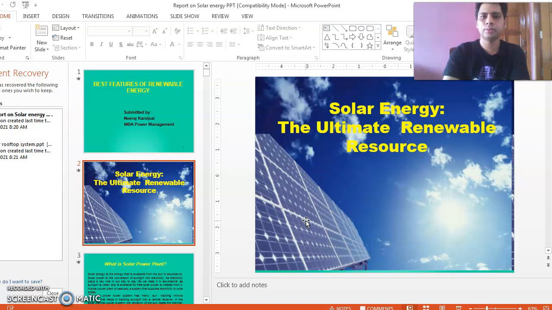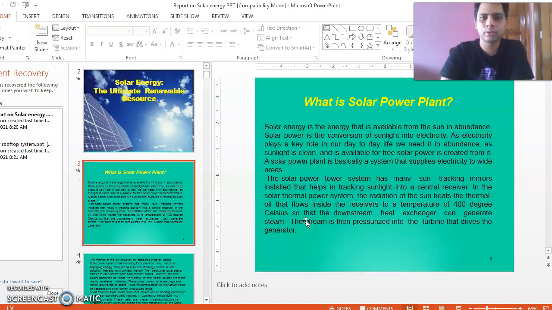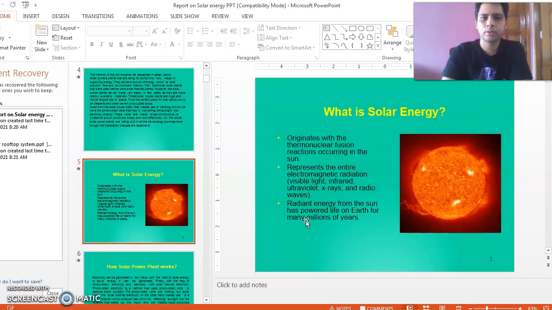So these are three types. Monocrystalline PV module is black colored. This one is blue, so it is polycrystalline. The other one is thin film. Depending upon the system requirement and the cost, we will use these systems. So this is the solar sun.